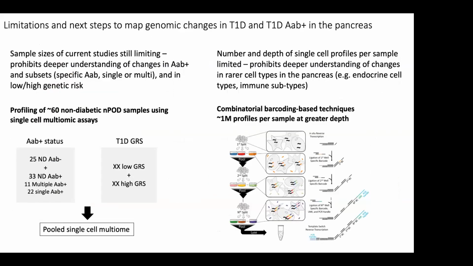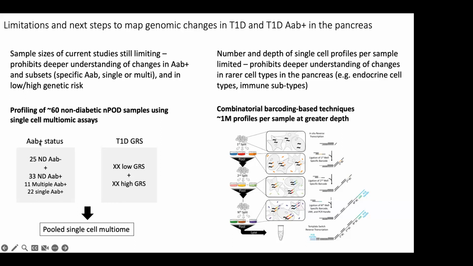Okay, so just to quickly detail some limitations of the study and then also next steps that we're working on now. So a couple issues I think are worth noting. First, the sample size of these studies is still pretty limiting, right? So we have 8, 9, 10 donors per group, which I think prohibits a deeper understanding of changes, particularly in autoantibody positive individuals, as well as specific subsets of high interest. So specific antibodies that people have, single or multiple. If you have multiple, which antibodies do you have, and so forth, as well as other subsets such as low or high genetic risk, which is another area of interest.